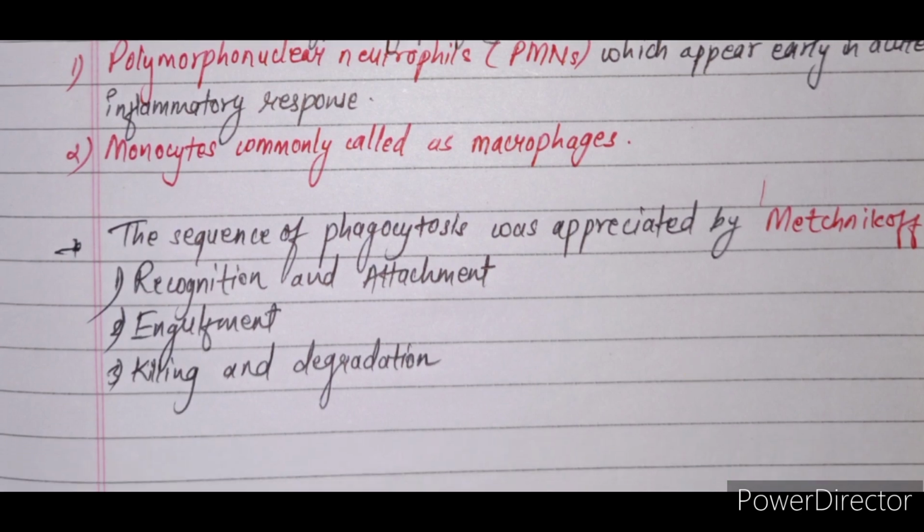Metchnikoff. 1. Recognition and attachment. 2. Engulfment. 3. Killing and degradation. So this was all about the 6th process of cellular event.